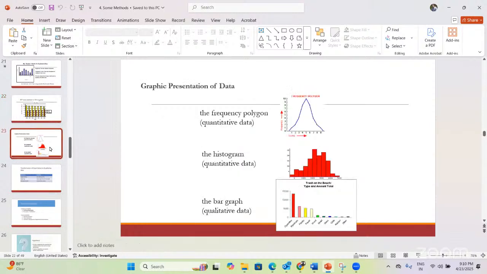So, follow this picture. Mainly for quantitative data, the frequency polygon and histogram are drawn, and for the bar diagram, we generally use qualitative data. So this is the graphical presentation. We have seen this session is very good for the basic representation of your data, and it is necessary. It is mandatory also. Next.